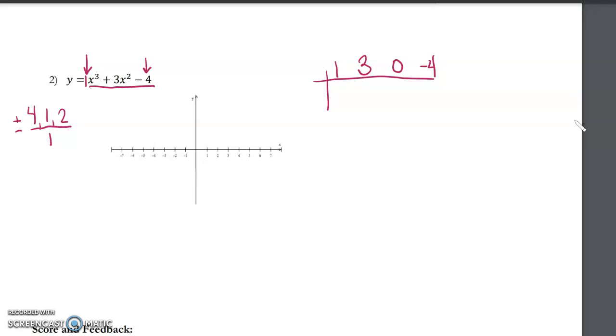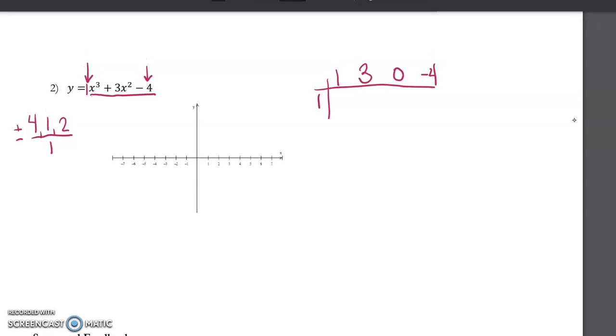So I'm just going to start with the number 1. I drop down my first number 1 here, then I multiply and combine. 1 times 1 is 1, plus 3 is 4. 1 times 4 is 4, plus 0 is 4, and 1 times 4 is 4, minus 4 is 0. So lucky for me, the first time I got one of my x-intercepts as x equals 1. So I'm going to go ahead and put a dot there.